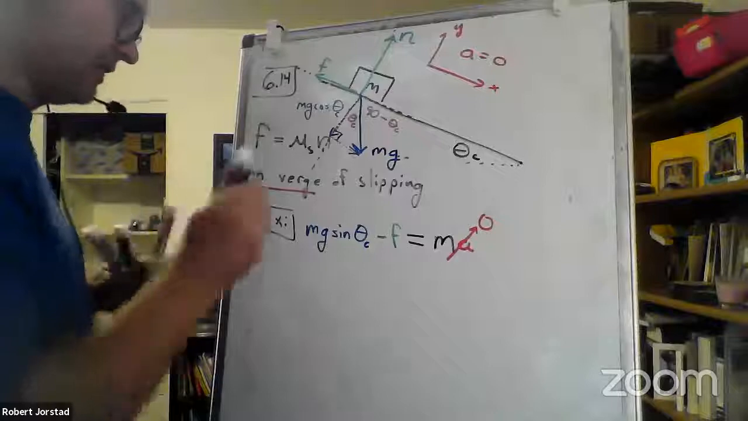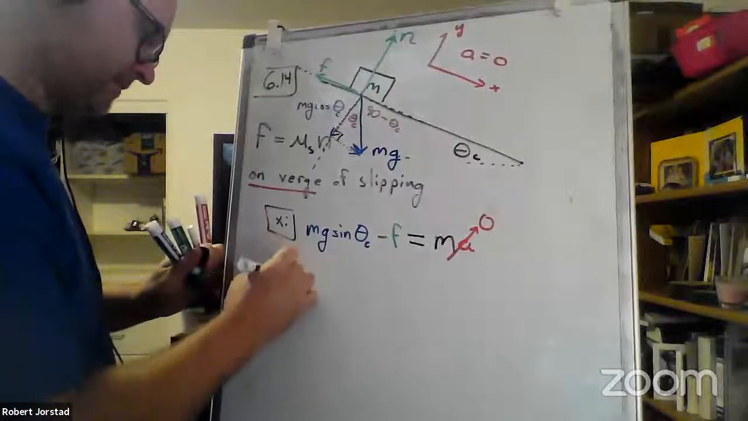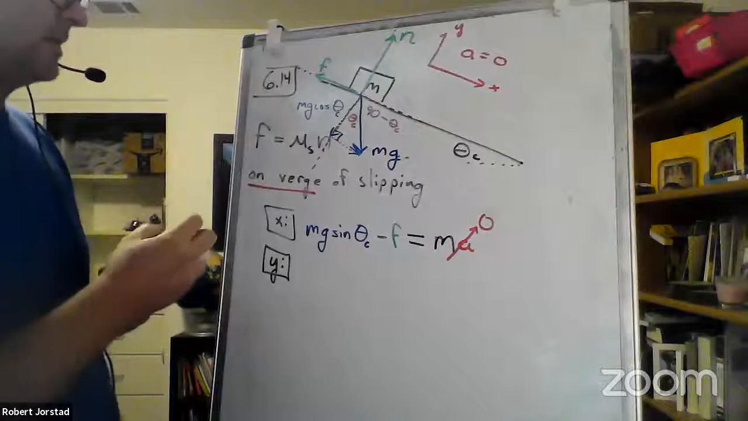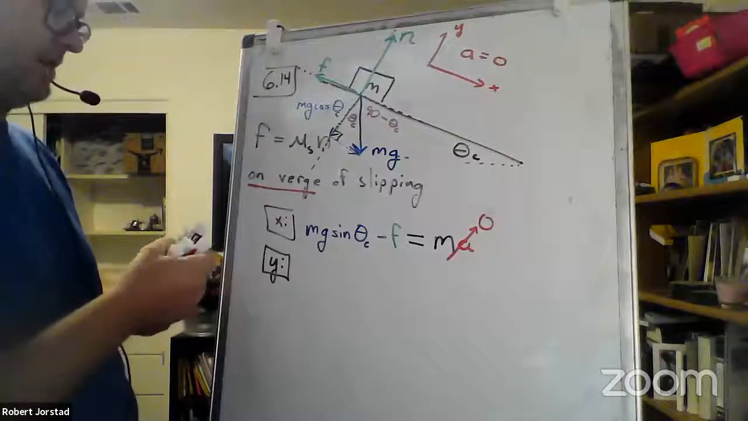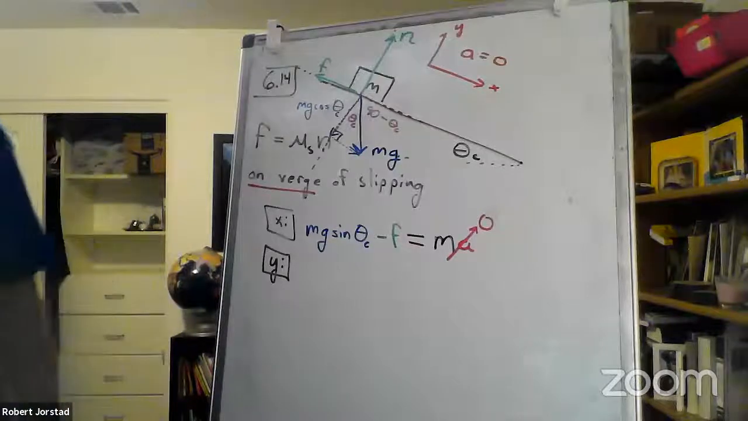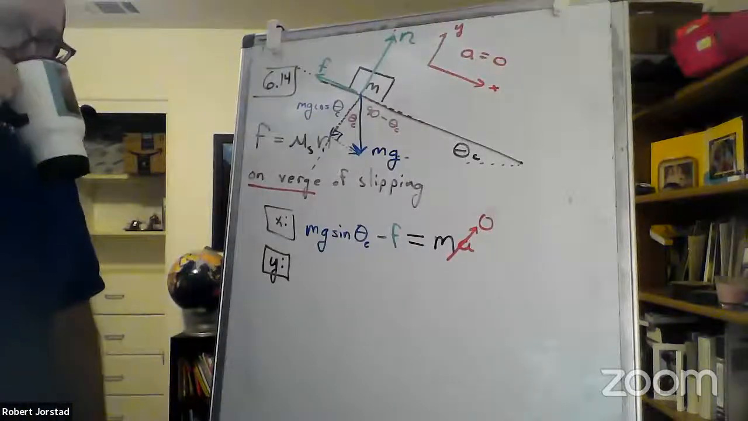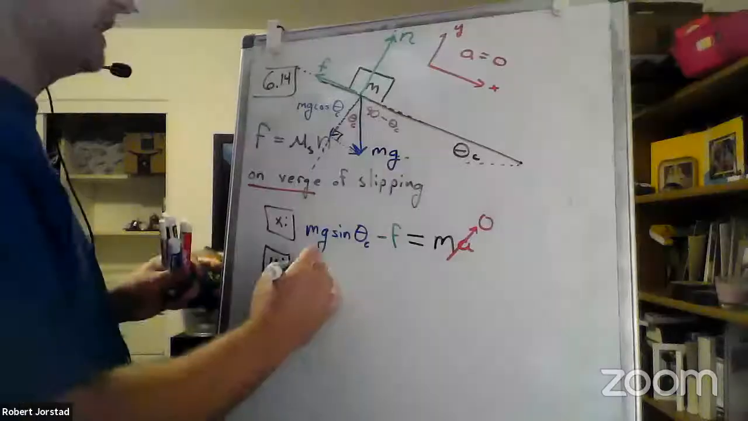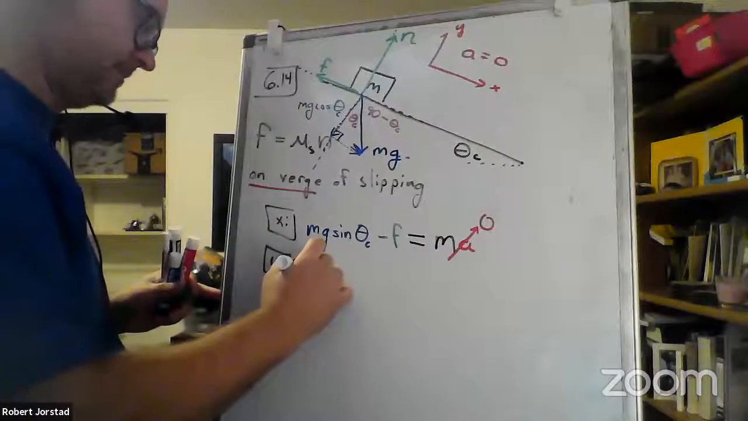All right. Let's go on to the y direction. Okay, somebody give me a force here. What do you think? Would it be your normal force? Okay. Positive or negative in this case? Positive. Normal force is positive. What else we got? Negative mg sine. I mean cosine. Yep.